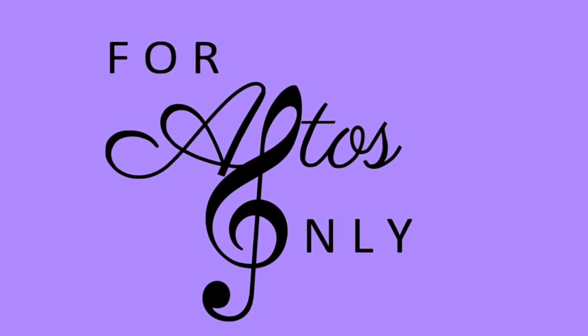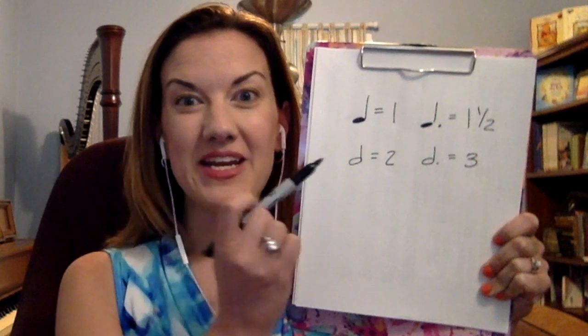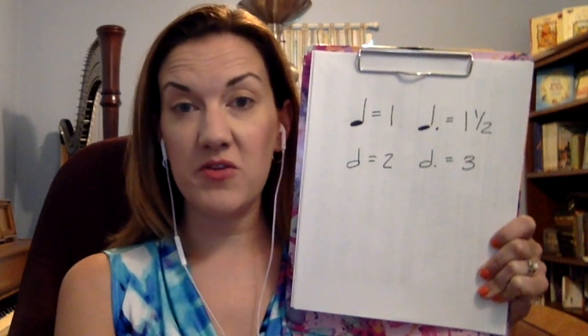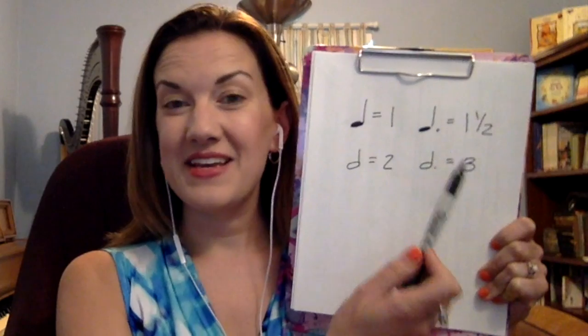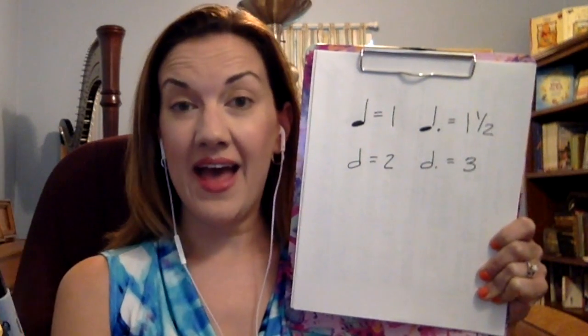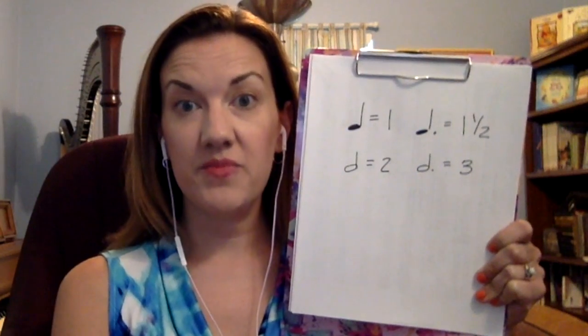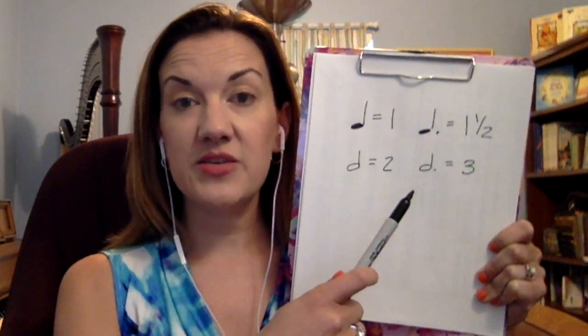Let's learn why a dotted half note gets 3 beats. Right here I have an example of a regular quarter note, 1 beat. We learned about that in the last lesson. I've added a dot to the quarter note. Now it gets 1.5 beats because the dot adds half the value of the note. Okay, so half note, 2 beats. We put a dot next to it, 3 beats.